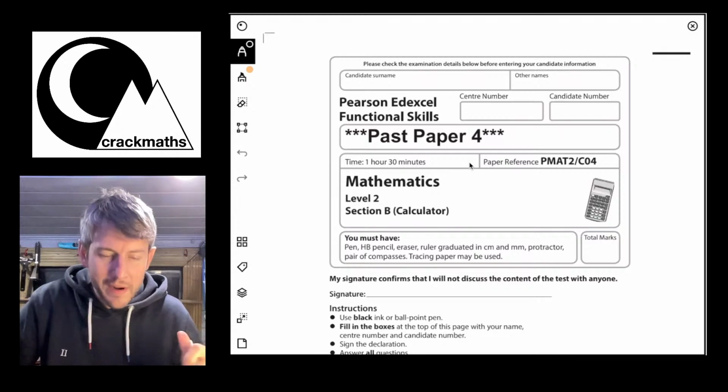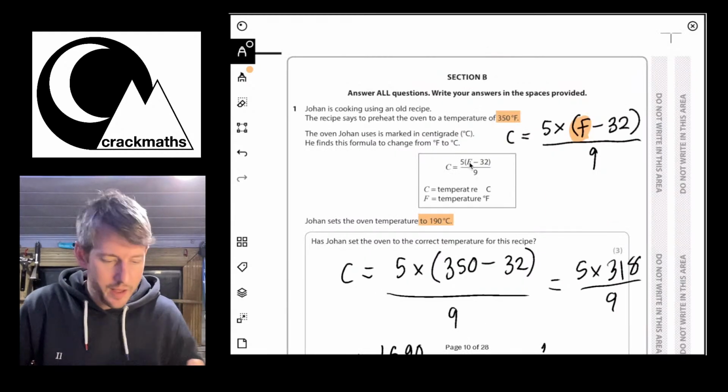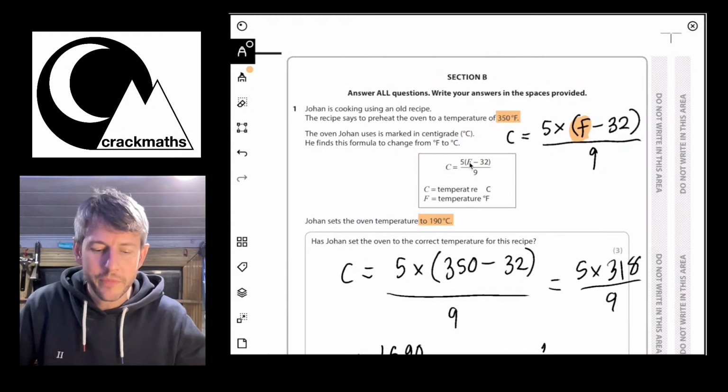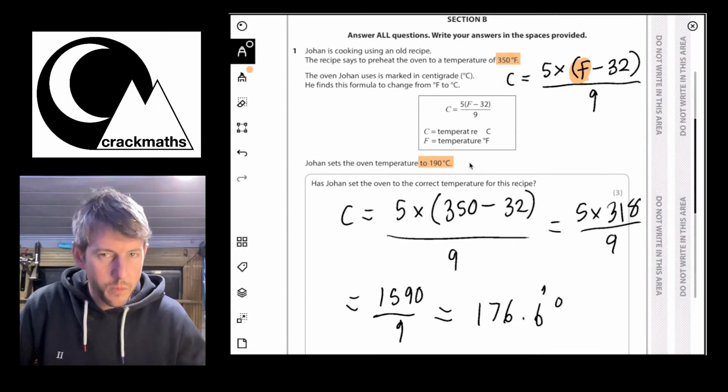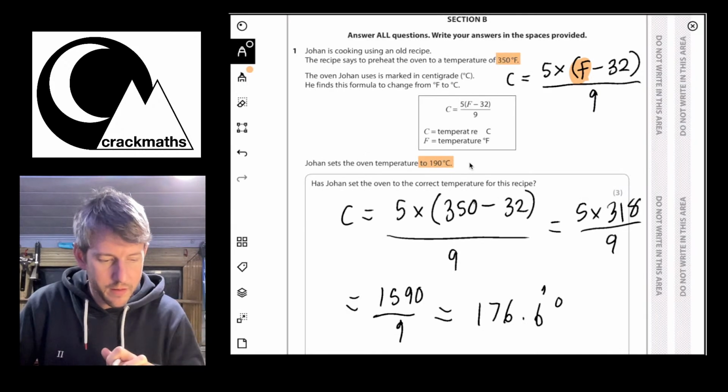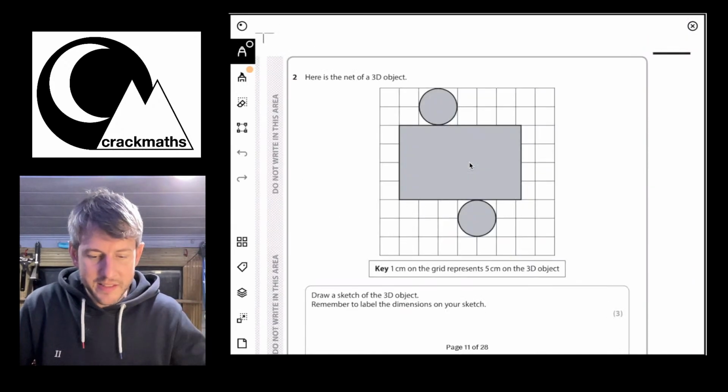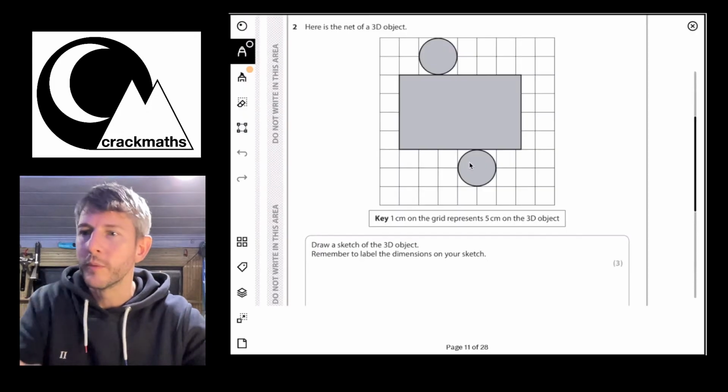Now, we've already done section B. We've already done question 1. So let's see if we can keep going. So question 1 was there. So let's now have a look at question 2.